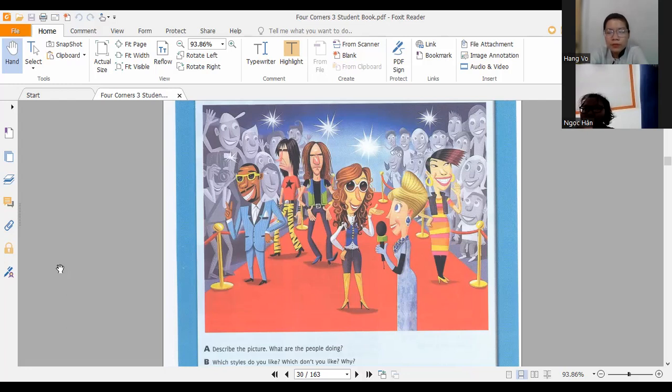Yes. And women smiling. Yeah, another smiling. Yes. Photograph. Yes. So who are they? Famous people. Yeah, they are famous people. Okay.